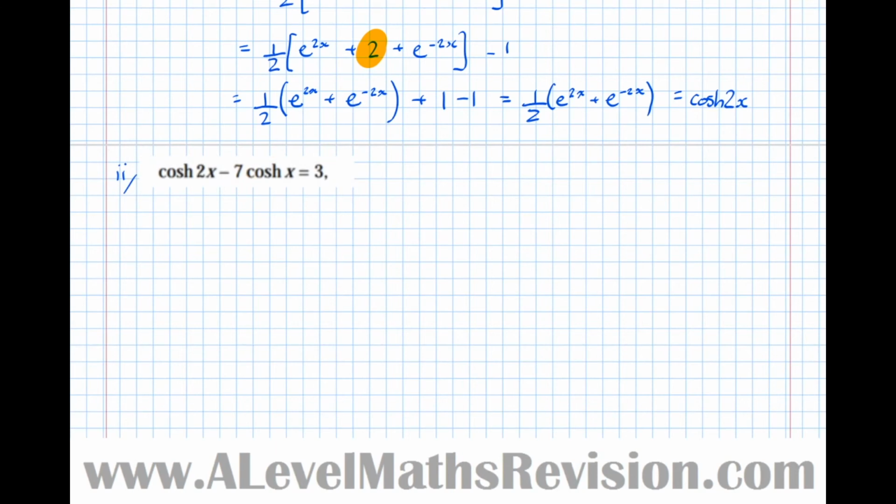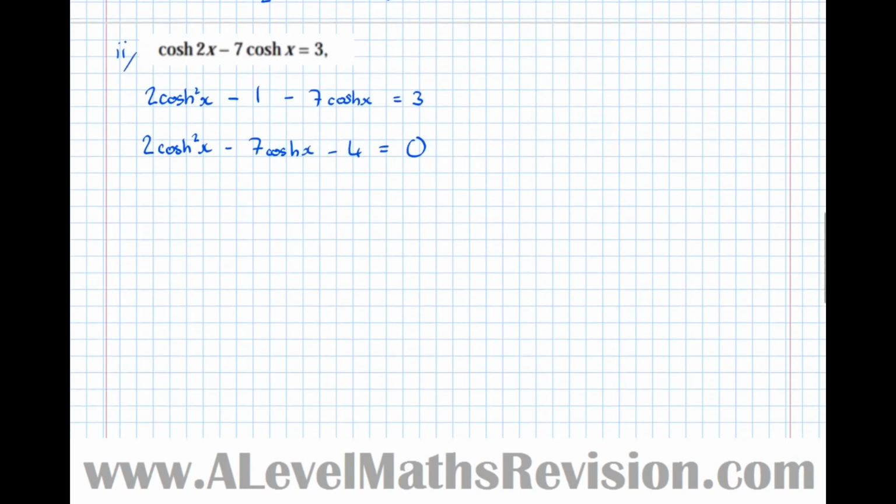Okay, so cosh of 2x, we learnt, was equal to 2 cosh squared x minus 1. Take 7 cosh x equals 3. And we can see we've got a hidden quadratic there, a stealth quadratic. So taking everything over the left hand side, we get 2 cosh squared x minus 7 cosh x, take 4 equals 0.